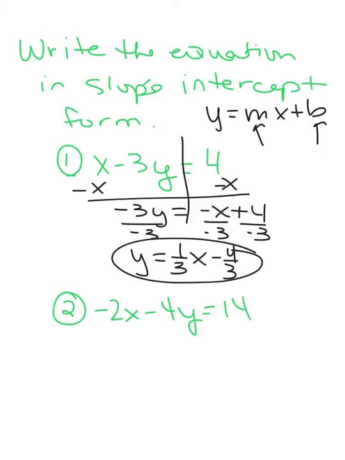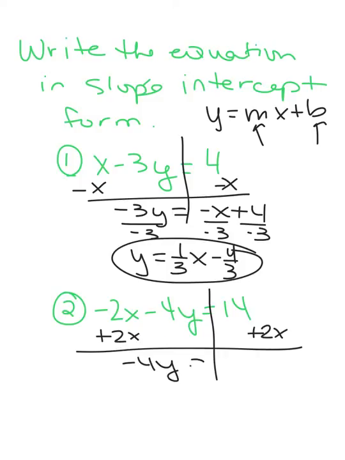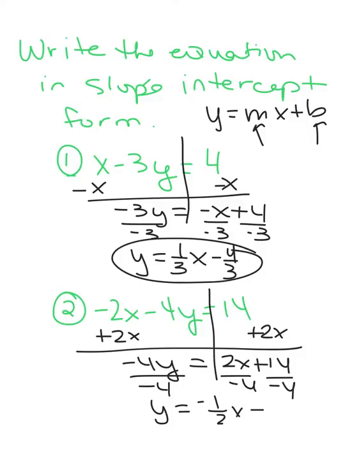I'll do the same thing with number 2. There's my wall. I want to get my y by itself. So I'll do the opposite operation, add 2x to both sides. I have negative 4y is equal to positive 2x plus 14. Divide both sides by negative 4. And I have y is equal to, and I need to simplify this, negative 2 over 4. So that gives me negative 1/2 x minus, and again I can simplify 14 over 4 gives me 7 over 2. So my equation in slope-intercept form there is y is equal to negative 1/2 x minus 7 over 2.